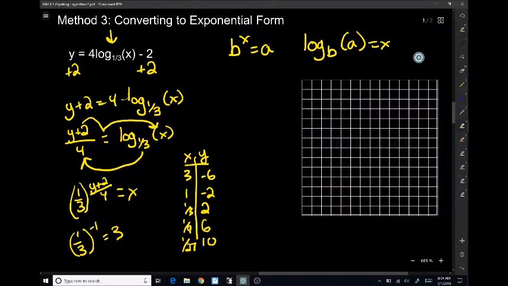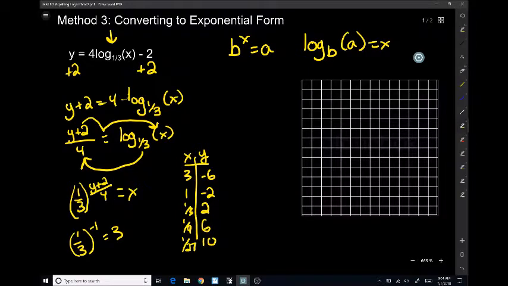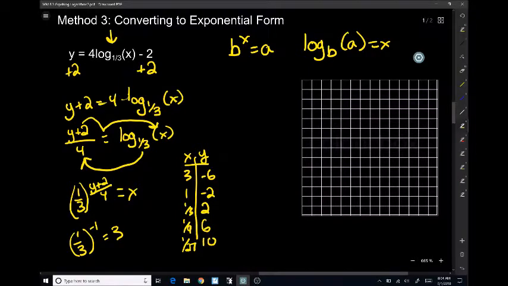And I can't really graph that very accurately. I think I'm going to go to -10. I'm going to go up 4 more this direction. So I plug in a -10 for y. -10 plus 2 is -8. -8 divided by 4 is -2. 1/3 to the -2 is 9. So these are the points I want to graph.